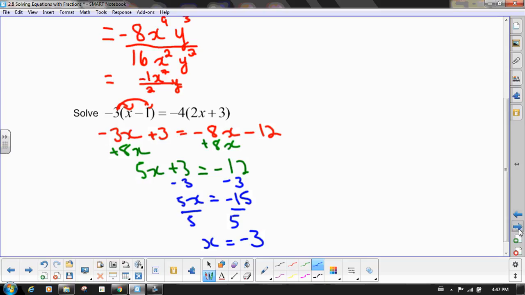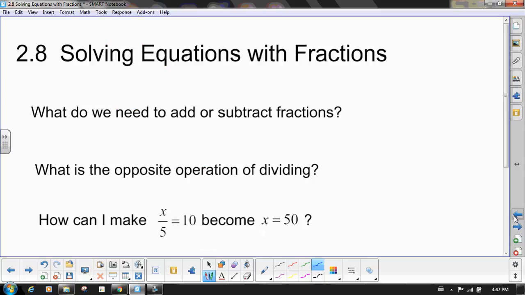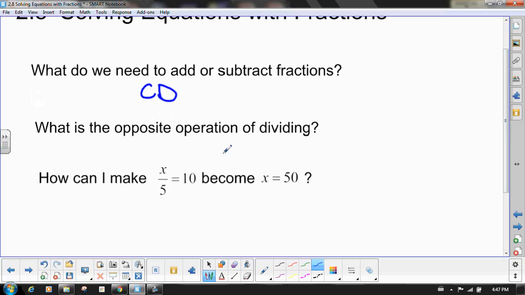So now we're going to go and look at fractions. I want you to think, what do we need to solve equations with fractions? Well, if we're just simplifying a fraction expression, when we're adding or subtracting, we need a common denominator. So I'll just use CD for that. My next question is, what is the opposite of dividing? The answer is multiplying.